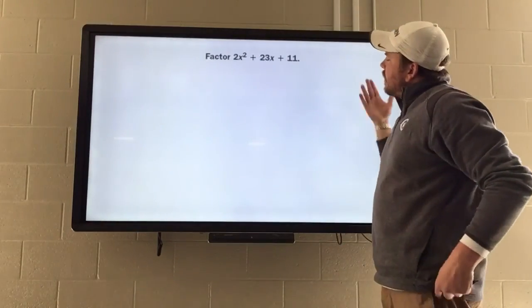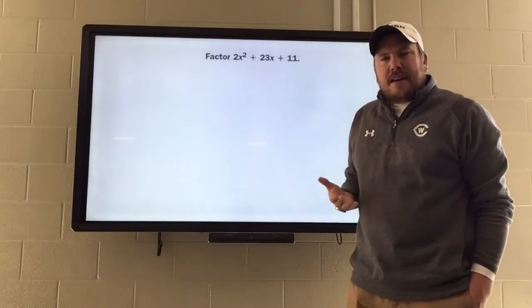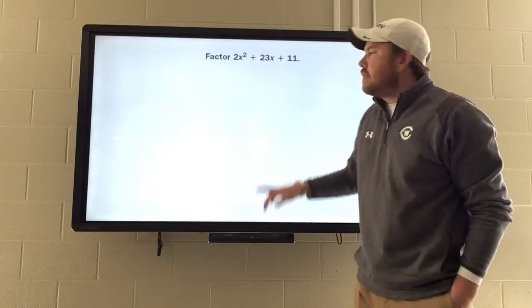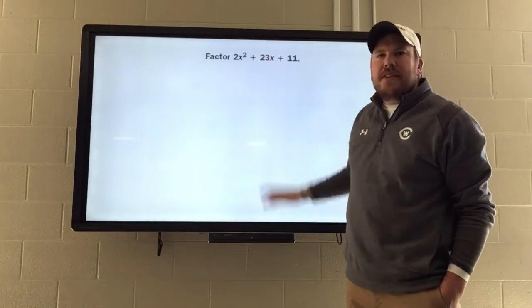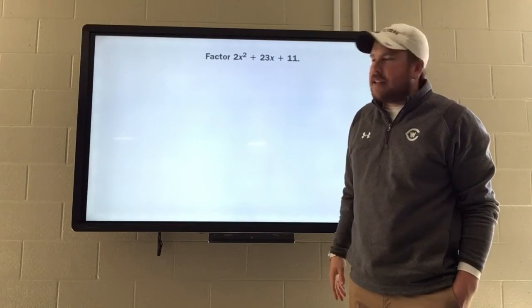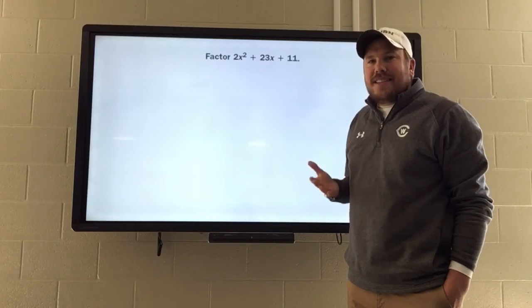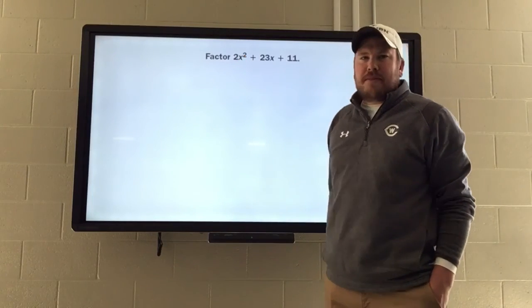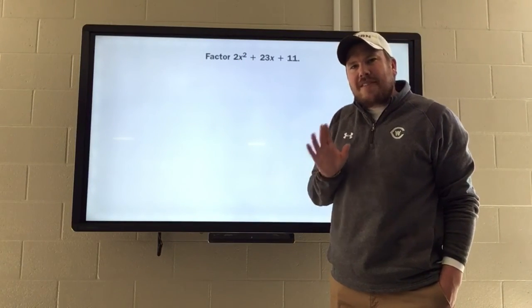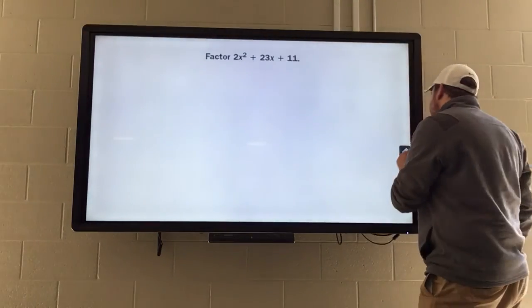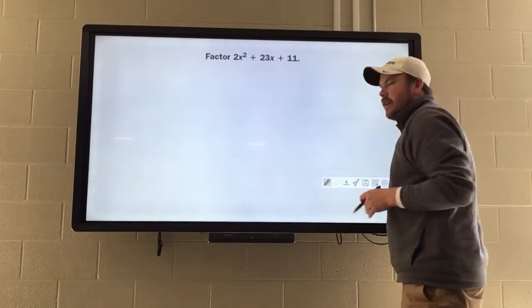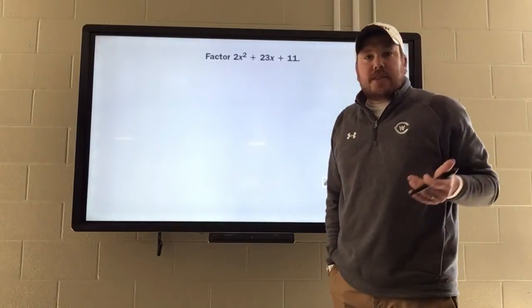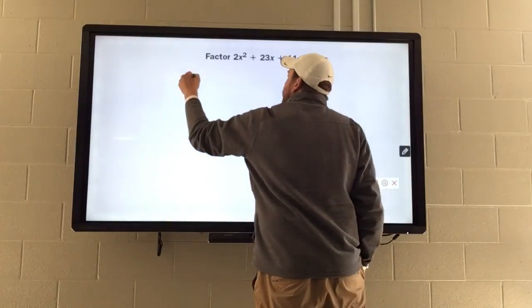And the thing is, we're like, all right, well, let's use the method we did before. I need factors of 11 that add to 23. I don't think you're going to find any. And that rule doesn't work because, again, we have a number in front of x squared. So we have to follow a little different process. Now, I'm going to teach you two different ways. The first way is guess and check.